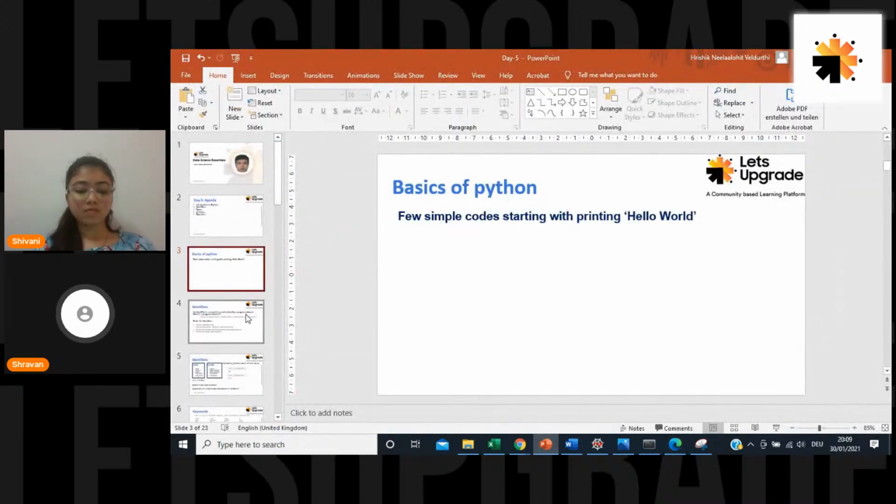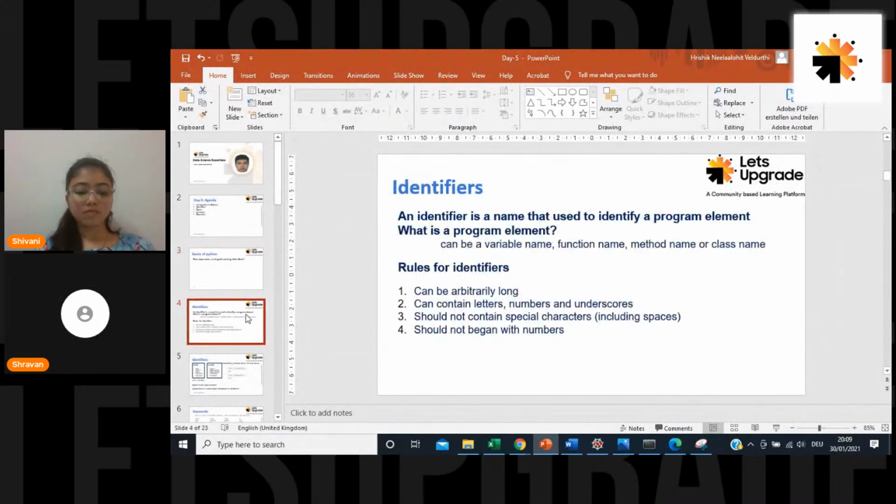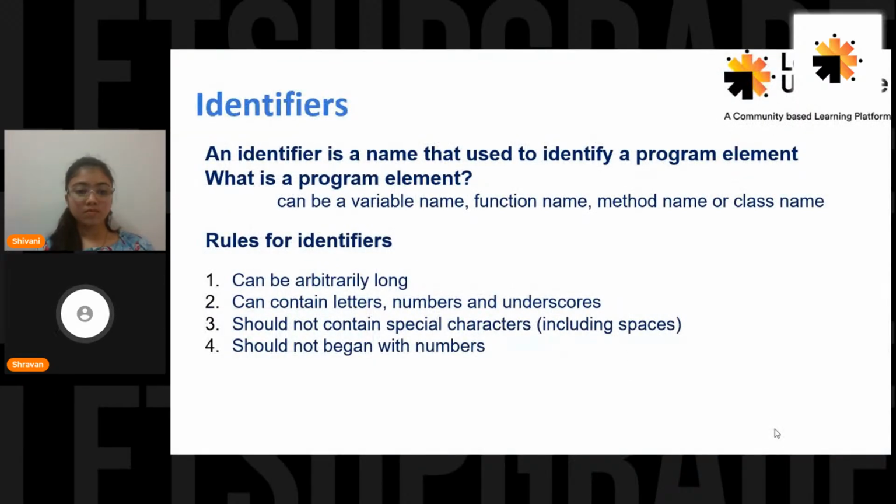Now we will go for identifiers. What is an identifier? Let me make it a little bit bigger. An identifier is a name that is used to identify a program element. What is a program element? It can be anything like a variable, a function name, a method, or a class name. Right now, you may not understand what a function name or method name is, or if you know some other programming languages, you may know what a function name, method name and class name are. But right now, all of you may know what a variable is, right? So a variable name is nothing but an identifier.